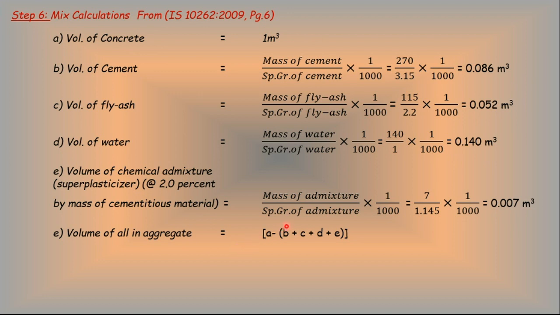Volume of all-in aggregate. Now to calculate the aggregate volume, we have to do this calculation. A, volume of concrete. B, volume of cement. C, volume of fly ash. D, volume of water. E, volume of chemical admixture. Altogether, we get the volume of all-in aggregate as 0.715 meter cube. Mass of coarse aggregate, calculating it, substituting the values, we got it as 1097 kg per meter cube.